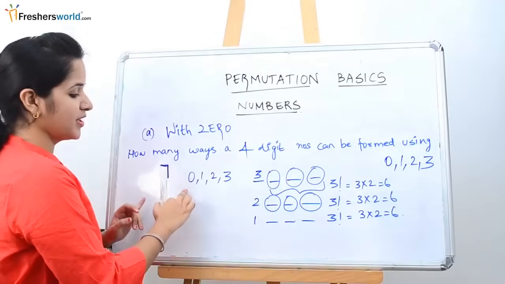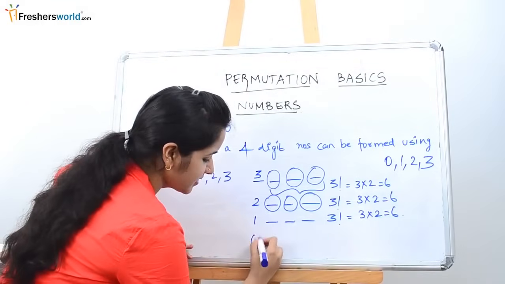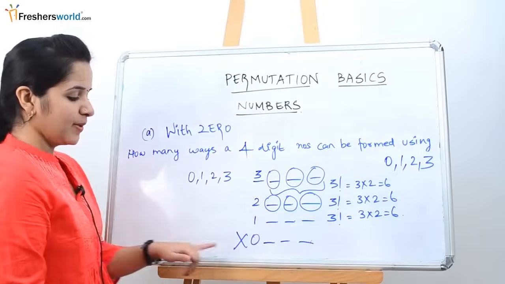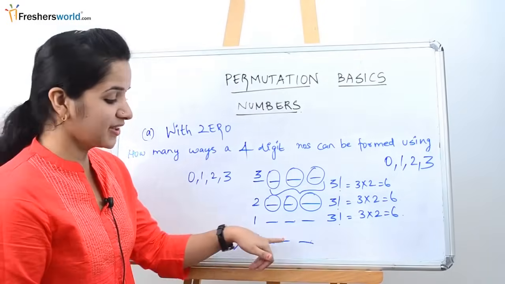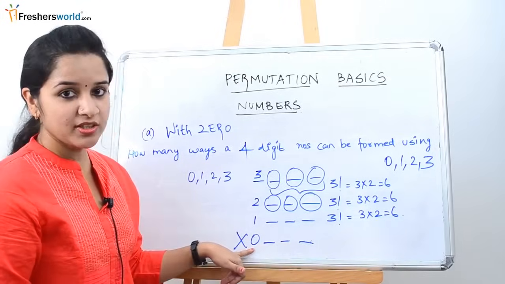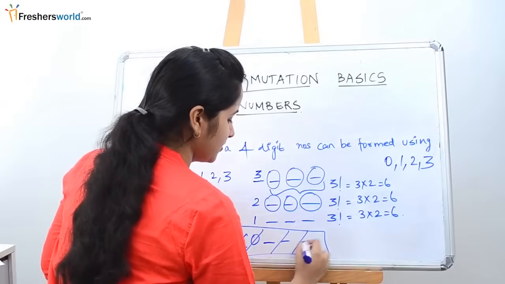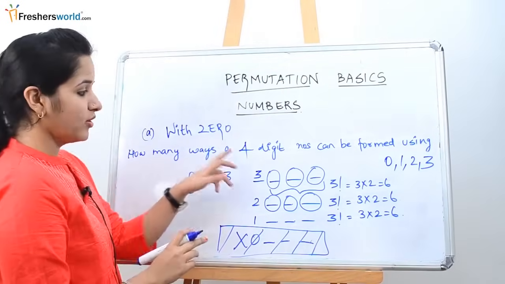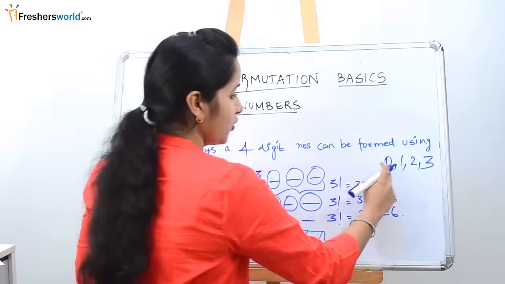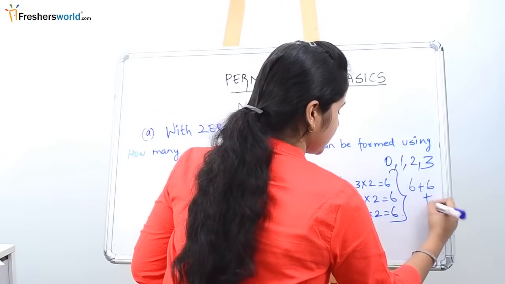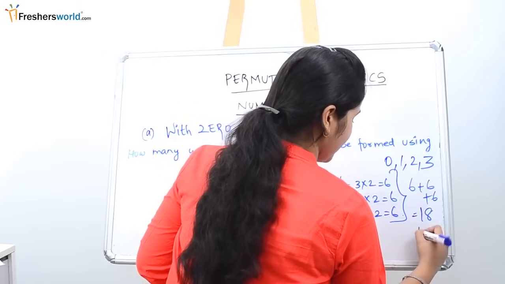Now, we are coming to 0. If we consider 0 in the first place and fill other numbers after it, then you are totally wrong, because if you put 0 here, it becomes a 3-digit number and not a 4-digit number. So this whole possibility is not possible. Then the number of ways a 4-digit number can be formed using 0, 1, 2, 3 is nothing but 6 plus 6 plus 6, which is 18 ways.